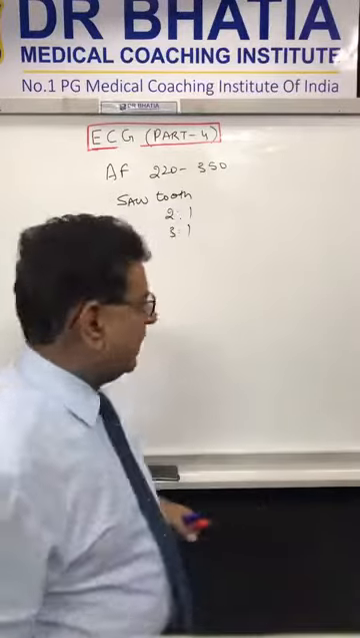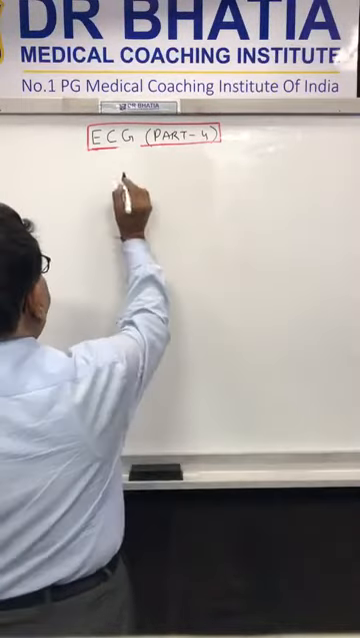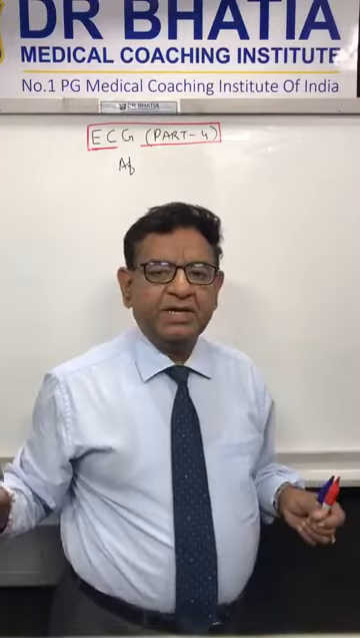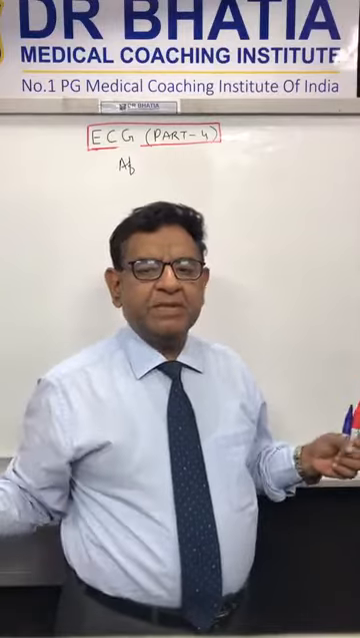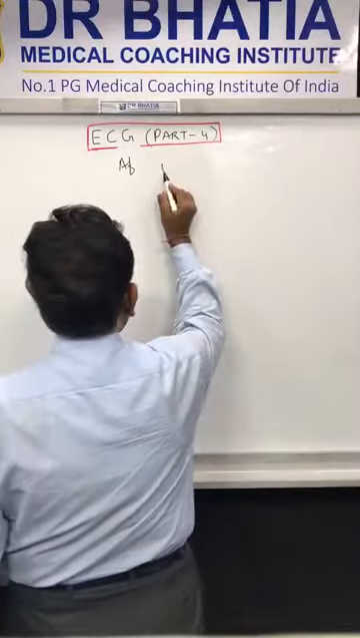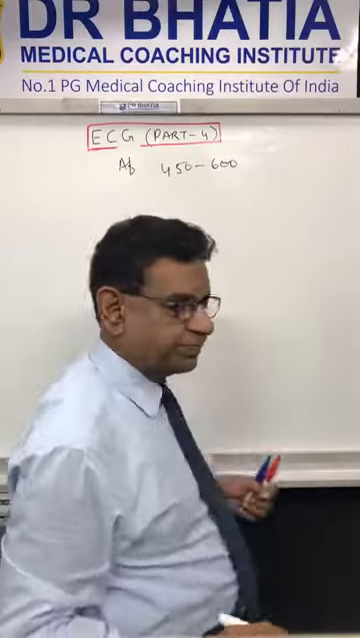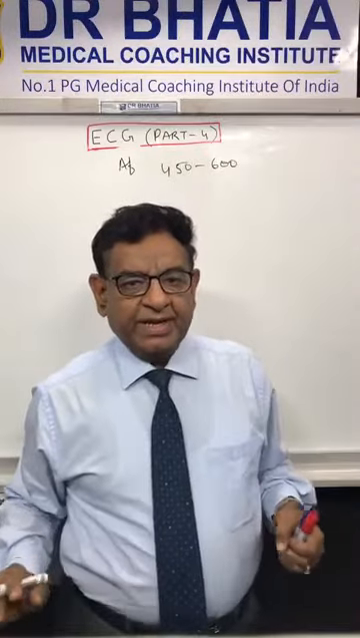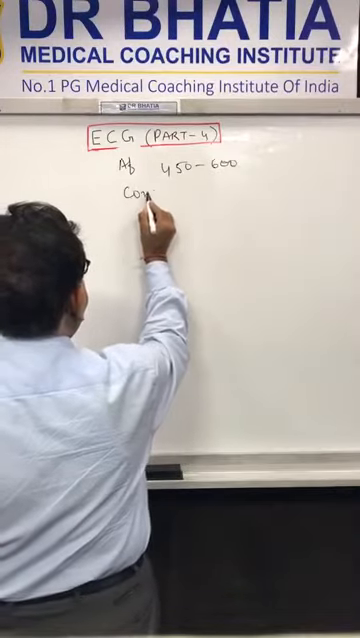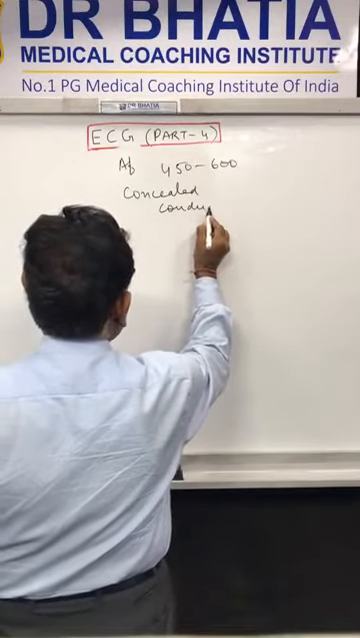Okay, and then we talk about atrial fibrillation, AF. In AF, remember, multiple impulses are coming from various foci in the atria, and the atrial discharge rate may be as high as 450 to 600. Now in AF, a classical question: concealed conduction occurs.